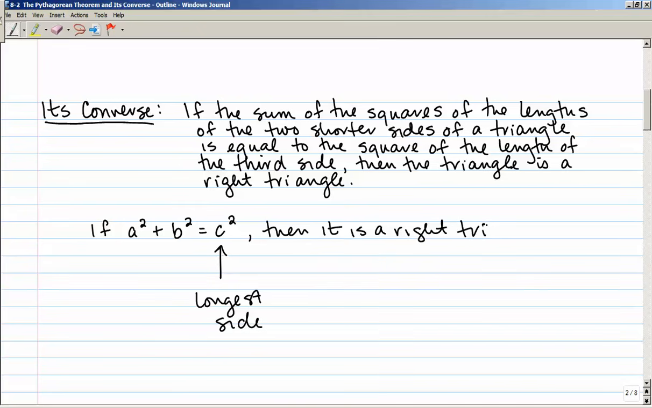So the Pythagorean theorem starts with, its given is, it is a right triangle, therefore this relationship exists between the sides. The converse says, if this relationship exists between the sides, then it is a right triangle.